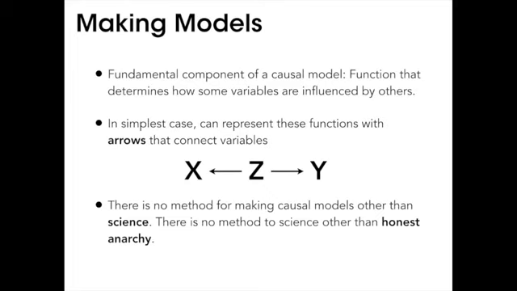The bad news is there's really no method for making causal models other than science. Subscript to that is there's really no method to science other than honest anarchy. This is my opinion, and this is a particular philosophy of science maybe, but that's not bad. Anarchy's not bad. We're transparent about our propositions, and we debate them hopefully with dampened authority, and we try to arrive at common understandings. So there's no algorithm that's going to make the model for you. You need background knowledge to do that. You have to put causes in, make assumptions, but the assumptions have implications, and we can test some of those implications, and that's where the data comes in later. But the first step is building the model.